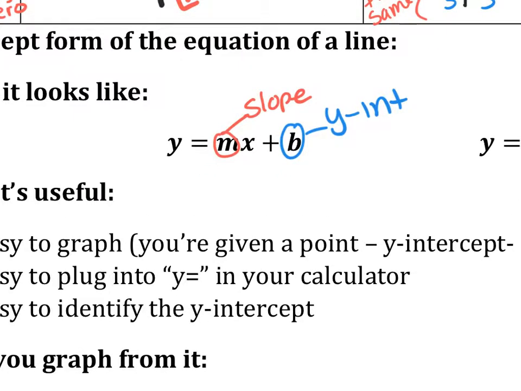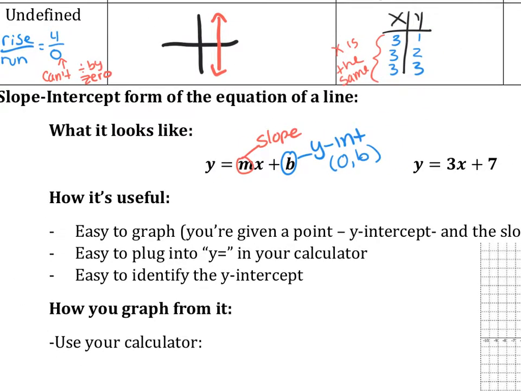And remember that b value is the y value of the y-intercept. The x value is always 0 because any point on the y-axis will have an x value of 0. Okay, so for example, y equals 3x plus 7.